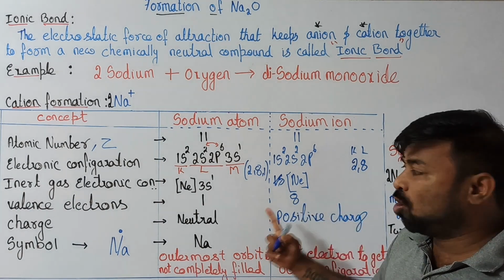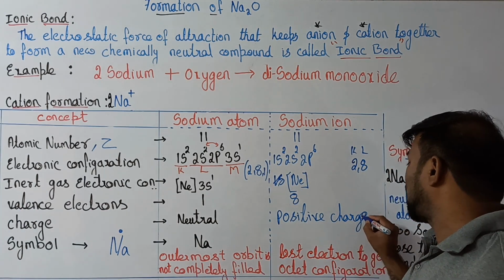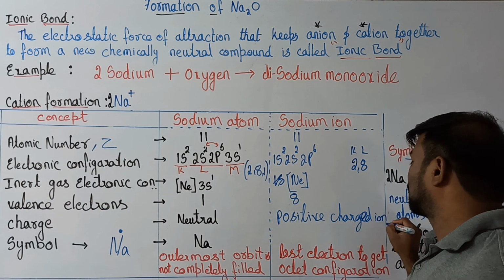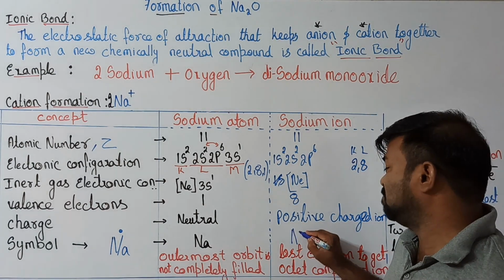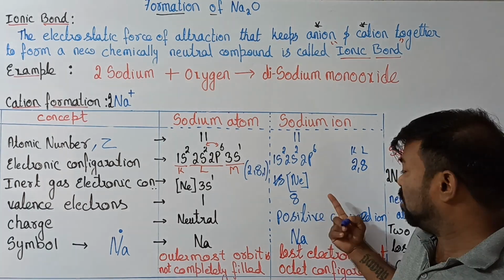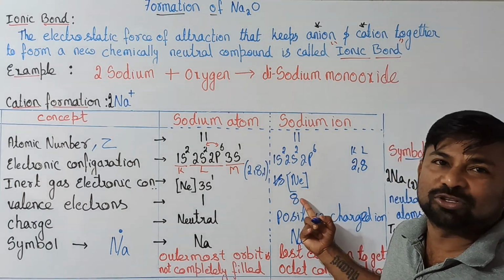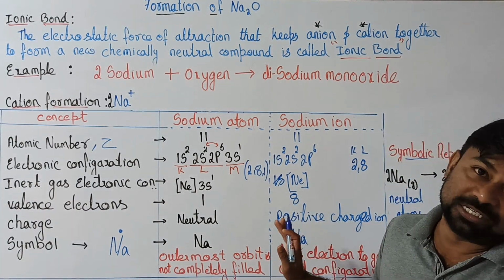Right, and it's no more an atom, it's an ion, a positively charged ion. Okay, and what's the symbol of that? The same sodium, right? Now, see here, how many valence electrons are there in that? Right, 8. If you want, you can go with 8.